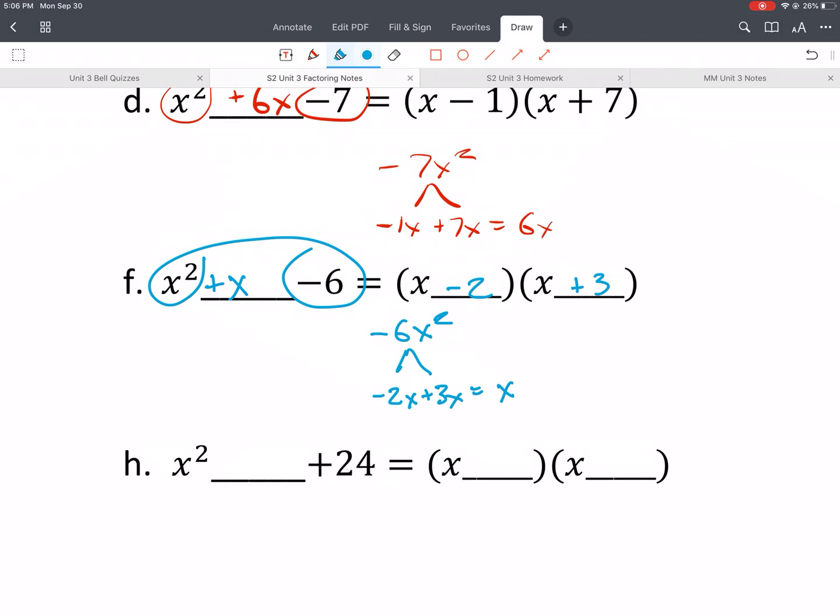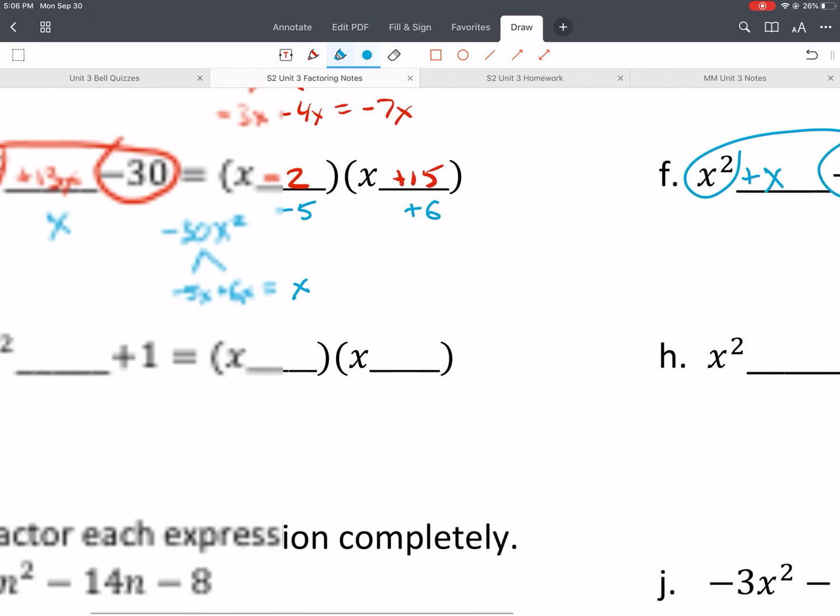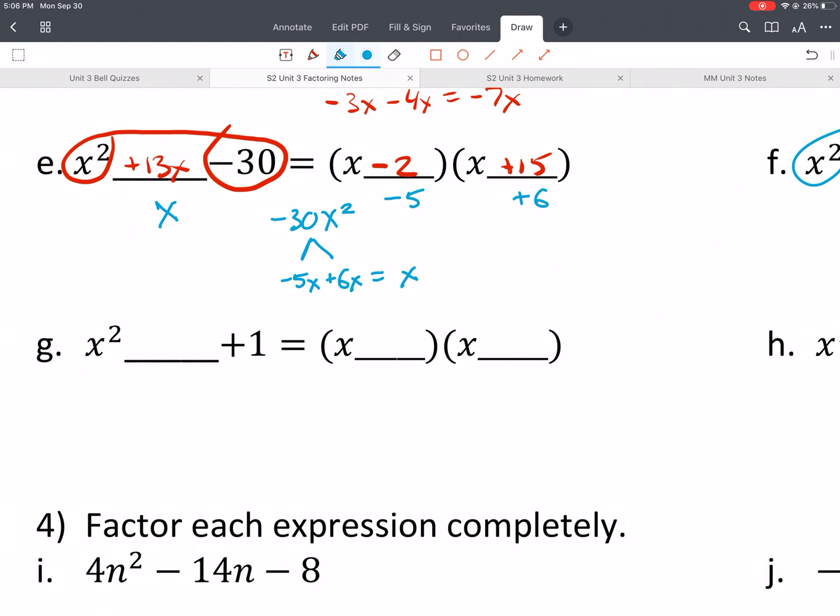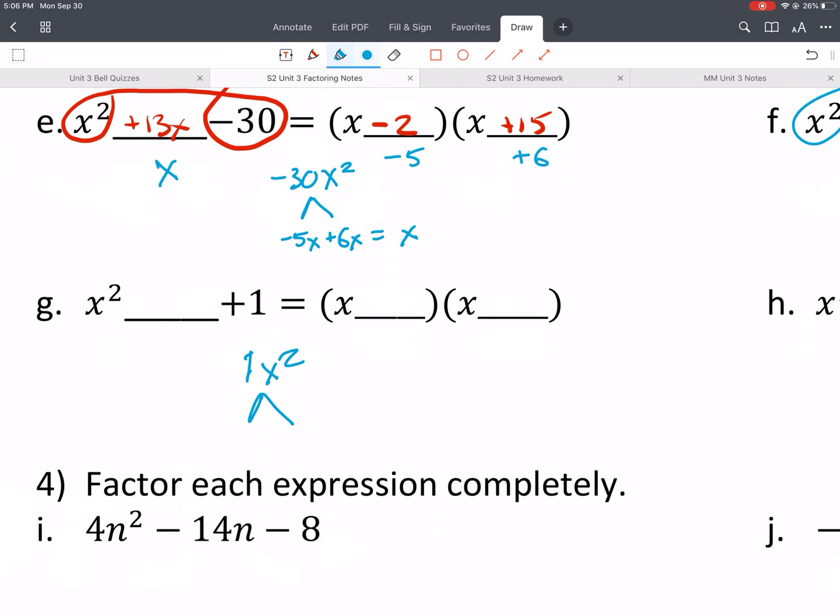Again, different possible answers. Okay? Again, 1x squared. Well, the only thing that can multiply to give us 1, if we're using whole numbers or integers, would be 1x and 1x. You could also do negative 1x and a negative 1x. Would still multiply to give us a positive 1x. And you add those together, it gives us 2x. So we'll do positive 2x and plus 1 and plus 1.